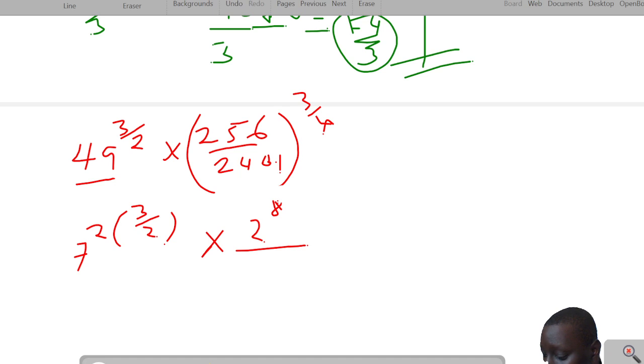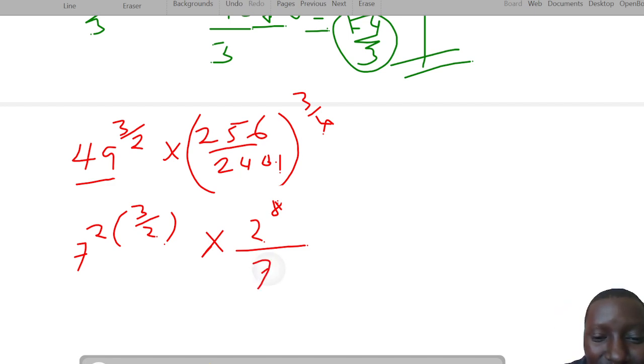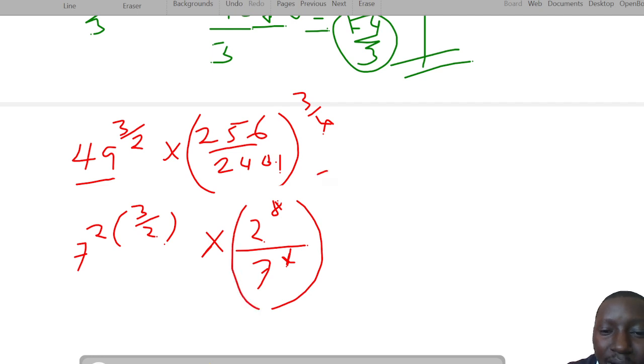7 power 4. Okay, so that means that this number here, you have it right. It is 7 power 4. Good, I'm happy. So this number is 7 power 4. Good. Then all this one will raise to power 3 all over 4.